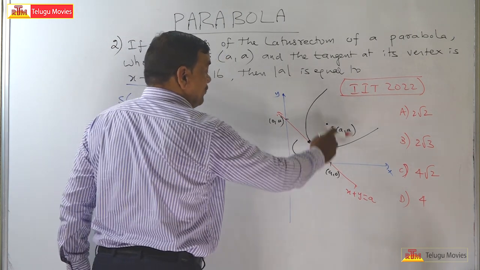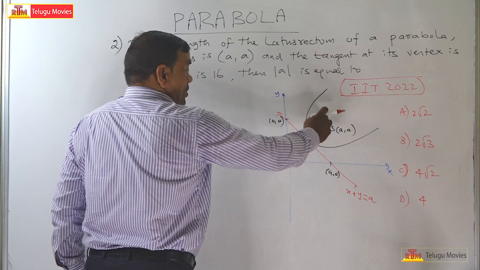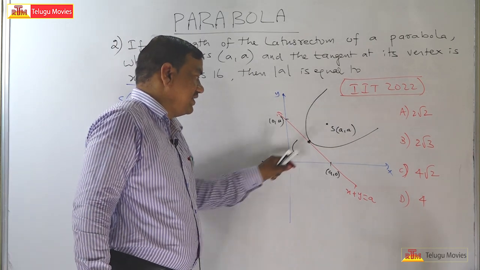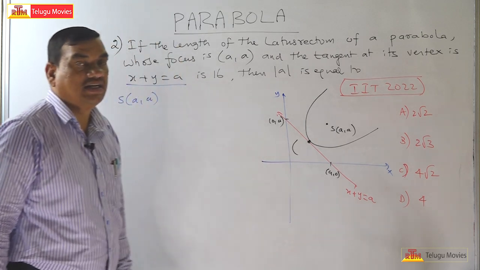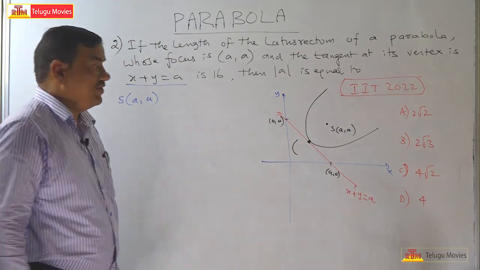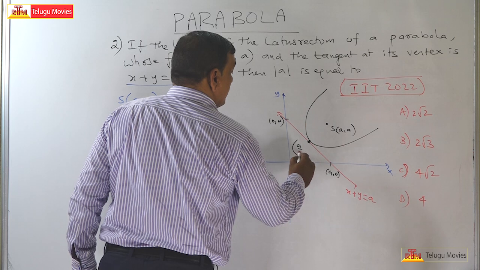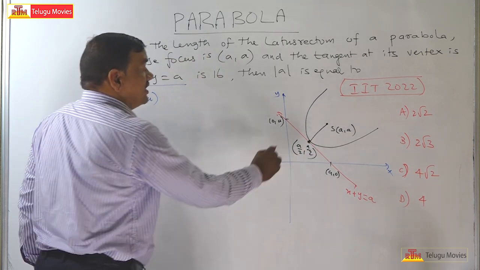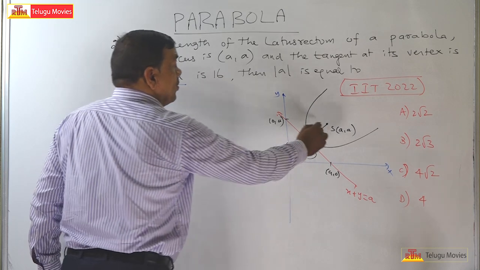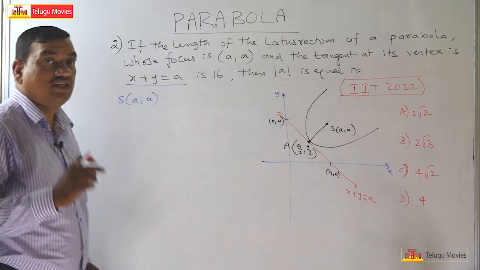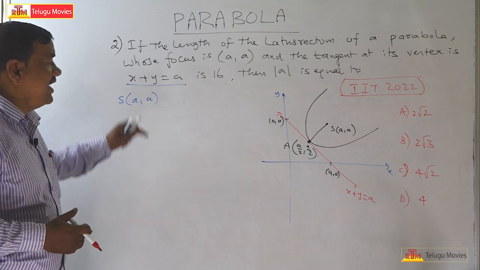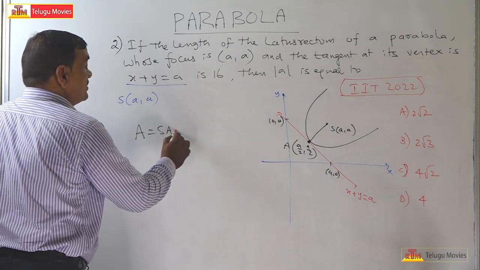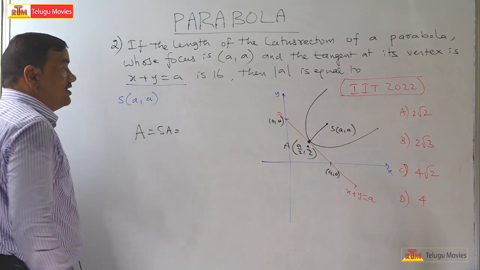Why? Because if you draw the square here, this will be the diagonal, and the diagonals intersect at the point of intersection. So this will be a by 2 comma a by 2. The distance between the focus and vertex will be the small a, but here a is already there, so now I will take capital A. Therefore, capital A is equal to SA.